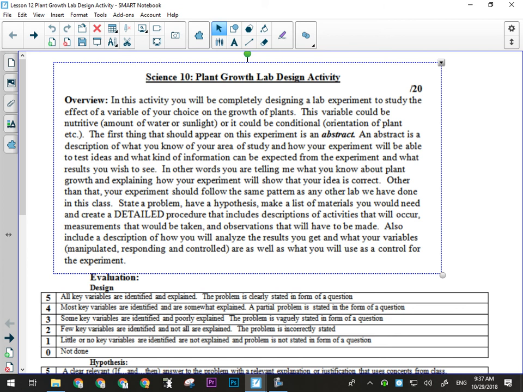All right. And then for your controlled variables, you're going to have probably more than 3 for this one. Okay, because we need to cover the other things that could affect the growth of a plant, and you need to tell me how you're going to control them.